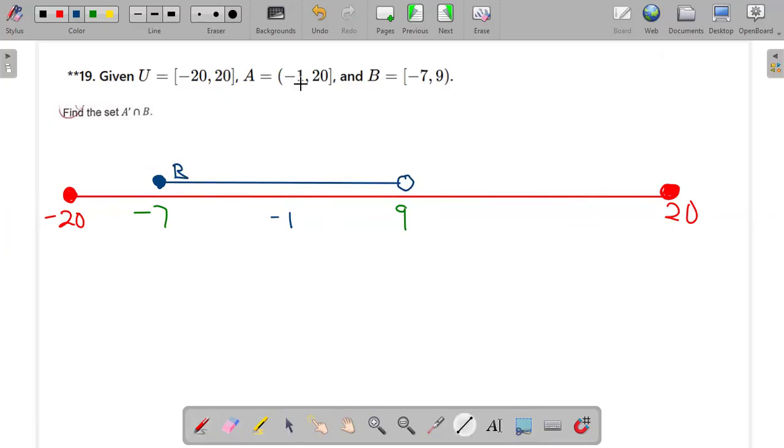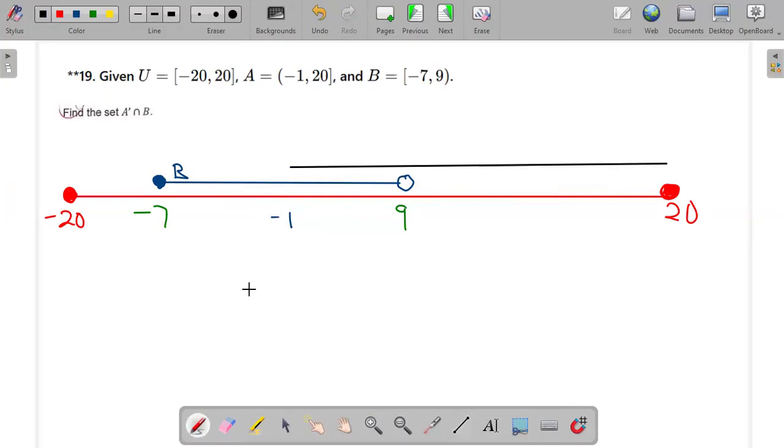Then my set A is from minus 1 to 20, so from minus 1 here all the way to 20. The minus 1 is not included, the 20 is included. So this would be like this. Oh, no, this one is not included. This one is included. So this is my set A.